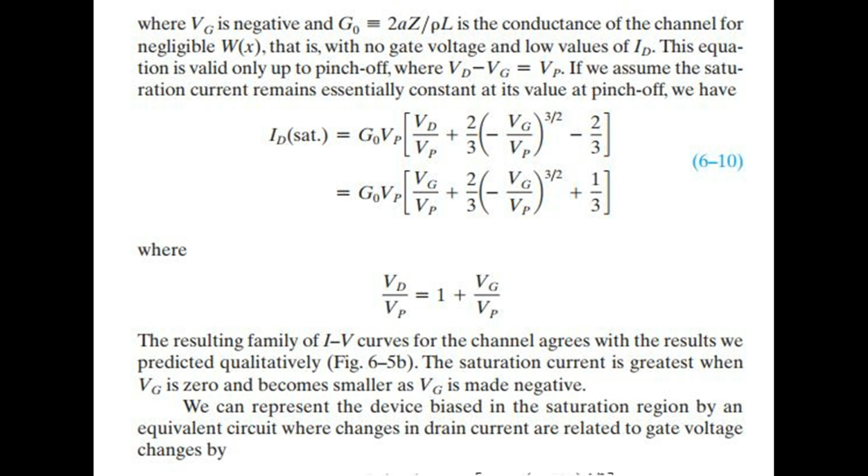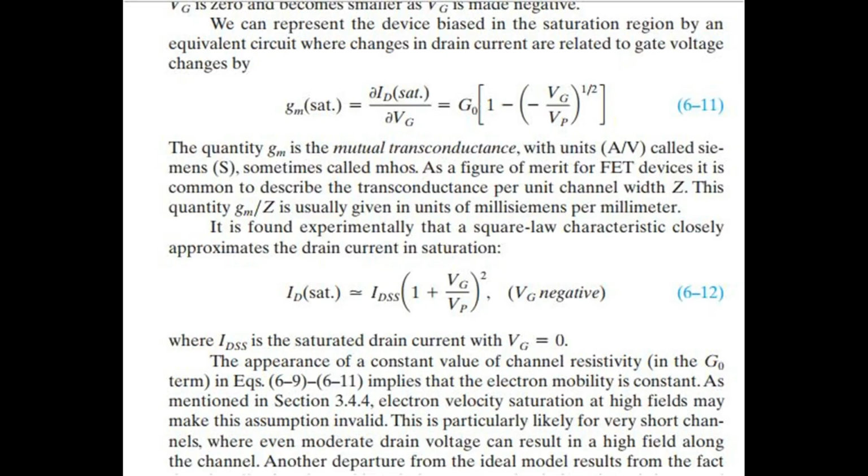We can represent the device biased in the saturation region by an equivalent circuit where changes in drain current are related to gate voltage changes by the quantity Gm, the mutual transconductance, with units A/V, called Siemens, S, sometimes called mhos. As a figure of merit for FET devices, it is common to describe the transconductance per unit channel width Z. This quantity Gm/Z is usually given in units of millisiemens per millimeter.